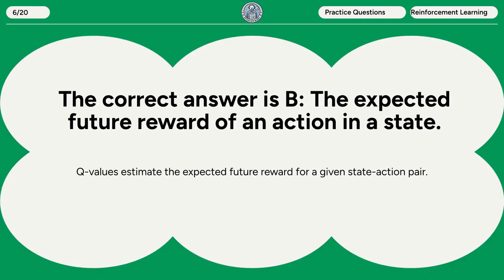The correct answer is B. The expected future reward of an action in a state. Q values estimate the expected future reward for a given state action pair.